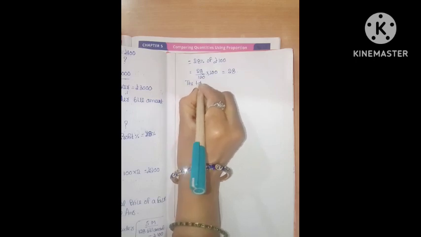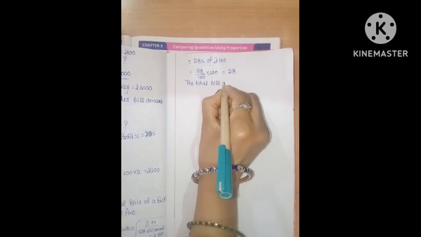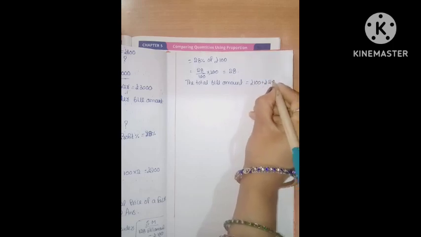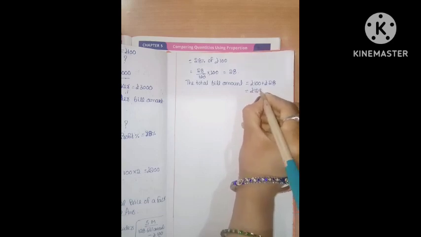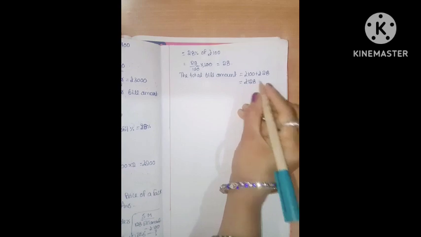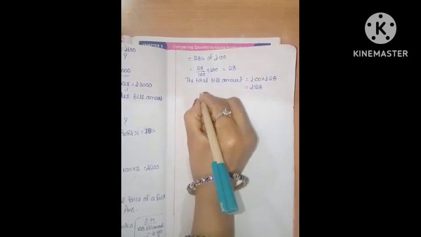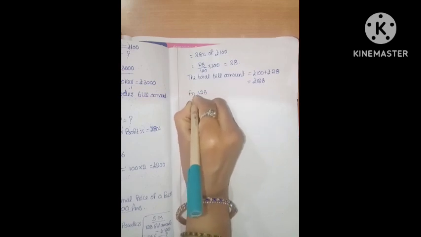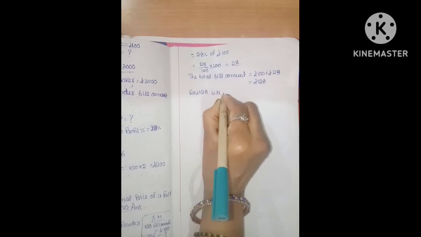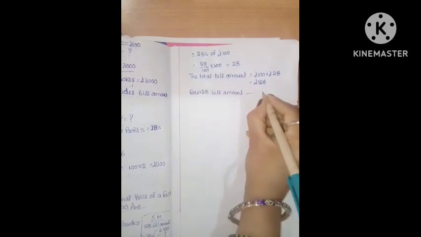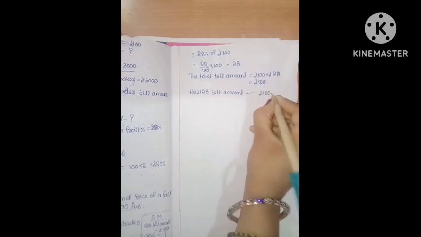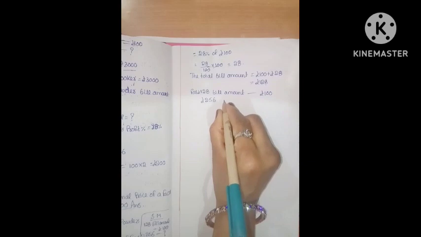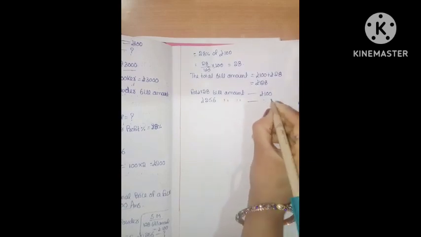Next, the total bill amount equals 100 rupees plus 28 rupees. Sum of these two terms, how much do we get? 128 rupees. This is the total bill amount. So for rupees 128 bill amount, the original price is 100 rupees. What's the total bill amount? 256.